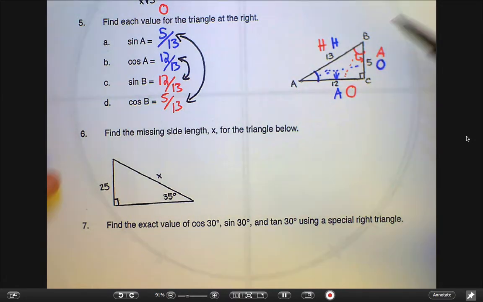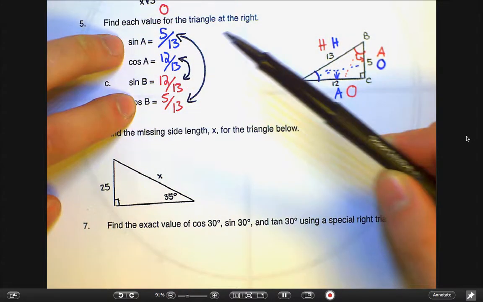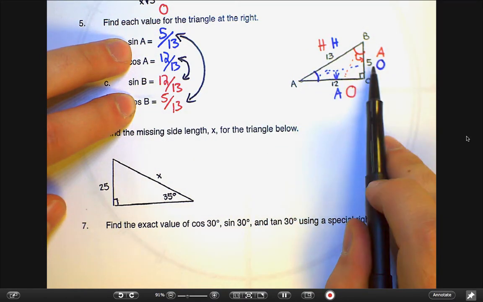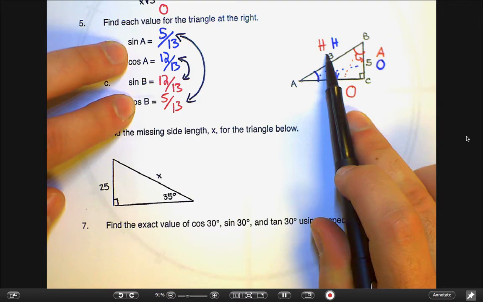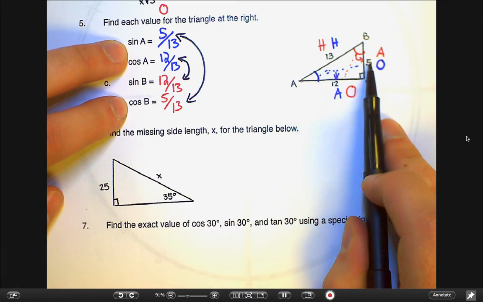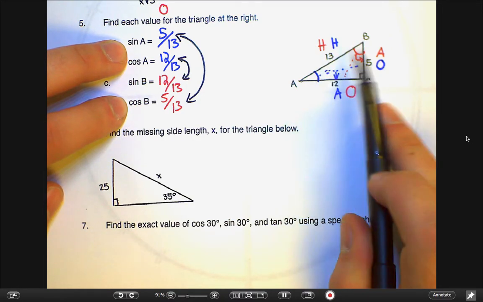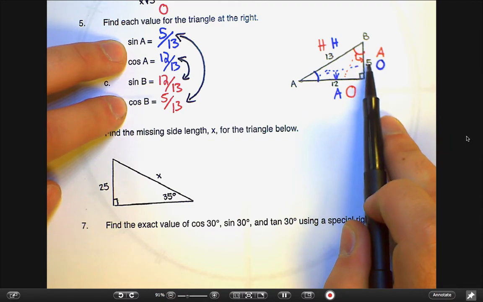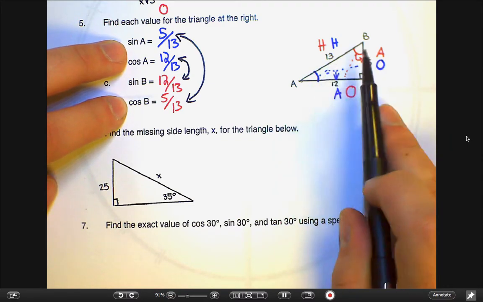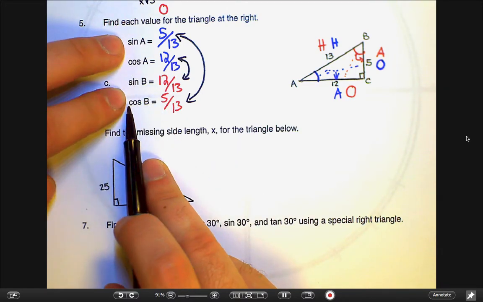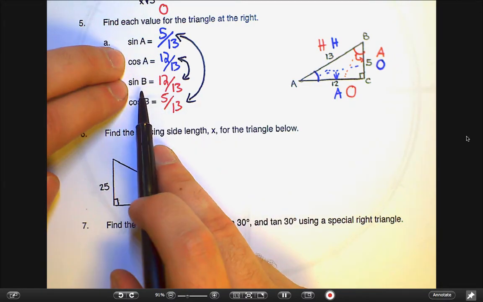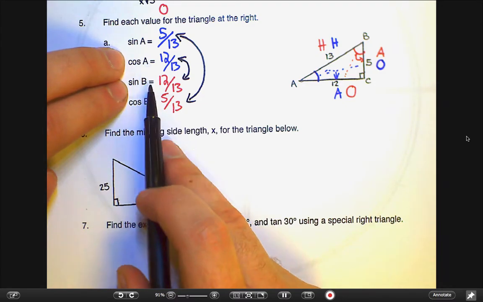We have these pairs going on. If we think about what we're doing, when I go from sine of A to cosine of B, I'm talking about the 5 and the 13. I'm going opposite of A and then to the hypotenuse. If we do cosine of B, I'm going adjacent, which is the 5, and then to the hypotenuse. I'm using the same part of the triangle, but because I switched to a different angle, the trig function I'm using also had to switch. Same thing with cosine of A and sine of B. I still have that same relationship.